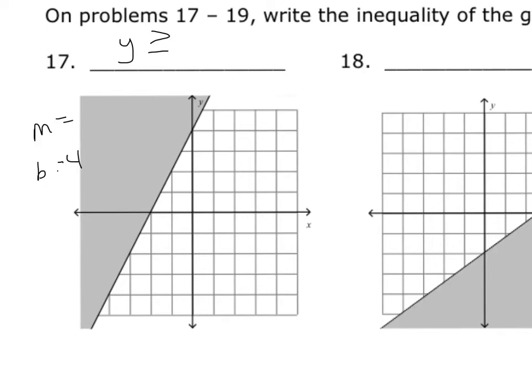And then our slope is how much it moves. I see a point here and a point here. So I'm going up 2 units and over 1. Okay, so my slope is 2 over 1. And my y-intercept was at 4. And right here again, we see that we're going up 2 and over 1. All right, so the inequality is y is greater than or equal to 2x plus 4.